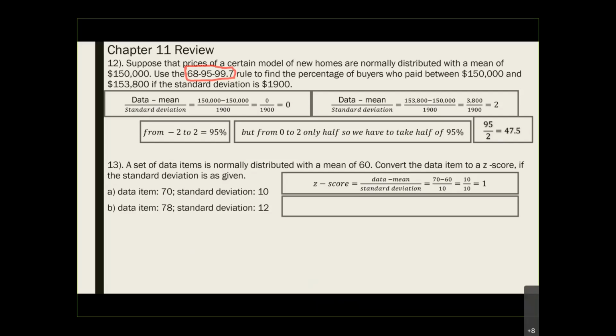So looking at this, all we do is take the data minus the mean, which is 70 minus 60, divided by the standard deviation, which is 10. In this case, we have 10 over 10, which is 1, right? Similarly, the z-score is the data minus the mean, which is 78 minus 60, divided by 12, which is 18 divided by 12 to give you 1.5. Okay, so they just ask you to plug it in, and that's what chapter 11 is, right? Chapter 11 is basically just plug into the formula.